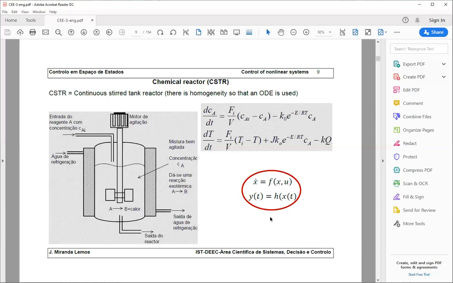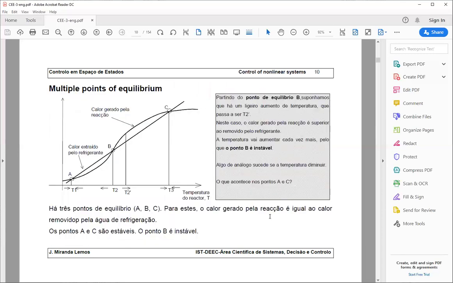Now, you can wonder one thing: are there values for the state for which the concentration and the temperature remain constant? These are equilibrium points. Let's think about the temperature. You are generating heat due to the reaction, but you are also removing heat with the jacket where the cold water flows. So when you are generating as much heat as you are removing, you will have an equilibrium.